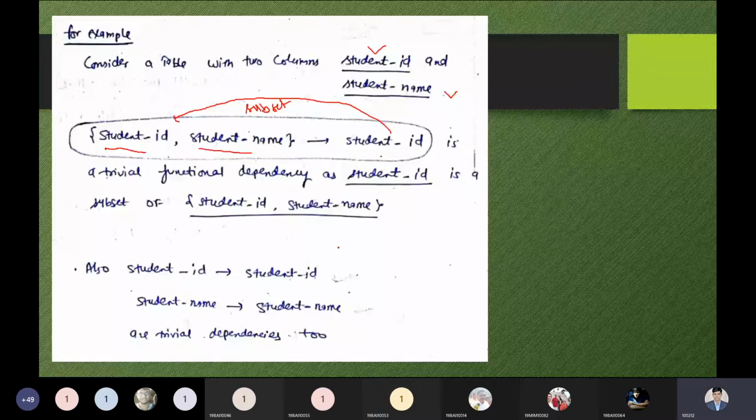Now is it visible to all? And is it clear to all? Please let me know. Yes, sir.